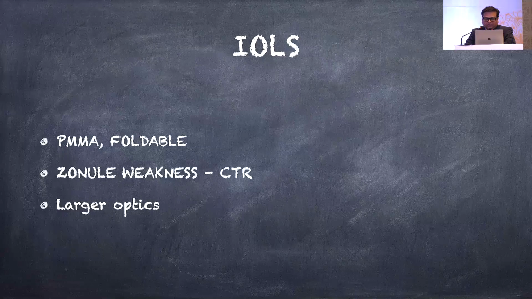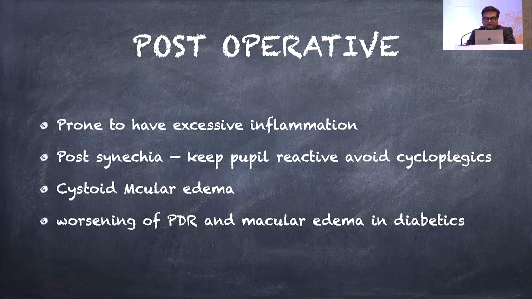This I've already covered. So IOLs, you can use any of these IOLs. If there is a zonular weakness, use CTR, plan it very well. Use larger optic IOLs, because it will be easy for the retina surgeon to assess the retina post-operatively as well. These cases are prone for excessive inflammation.